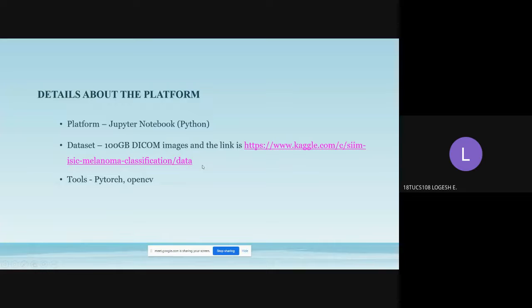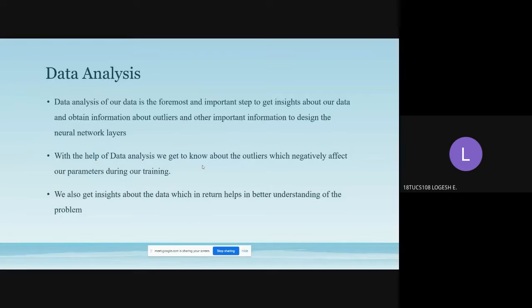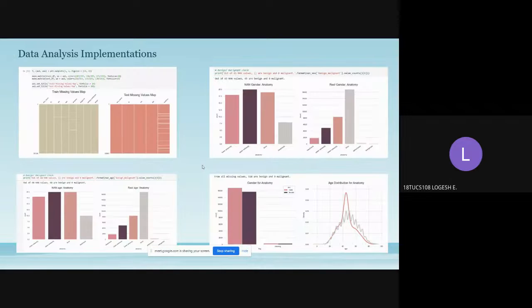The tools are PyTorch and OpenCV for image detection. First, we are analyzing the data. It is an important step to get insights about our data and obtain information. With the help of data analysis, we get to know about the outliers which negatively affect our parameters during training. We also get insight about the data, which in return helps in better understanding of the problem. These are the outputs, ma'am.